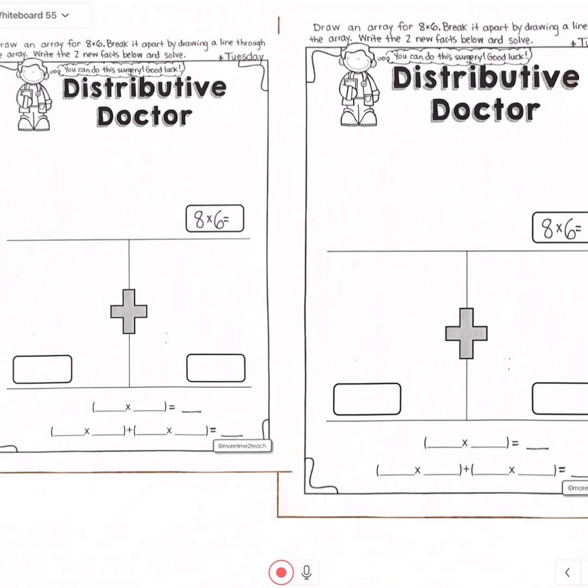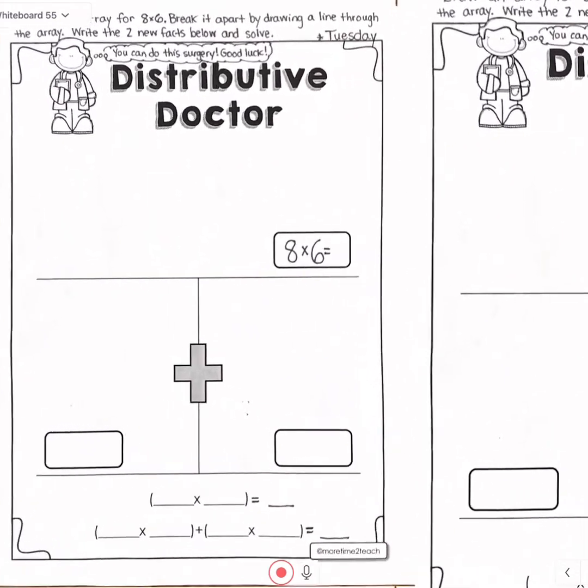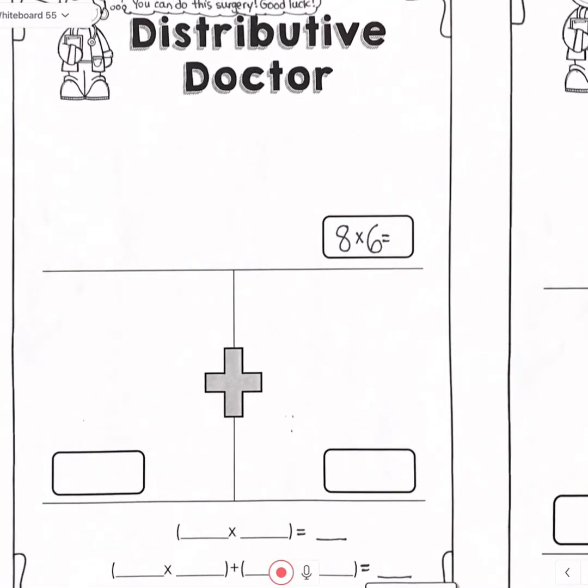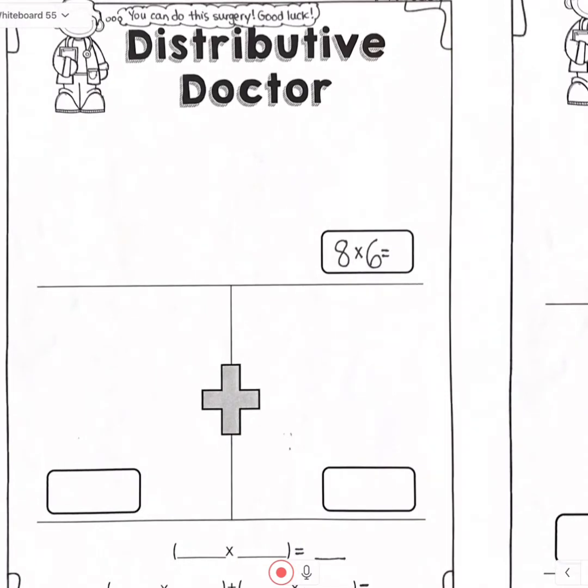So again, I would like you to break that 6 apart. I don't mind how you break it up. I think breaking it apart into a 5 and a 1, because 5 plus 1 equals 6, is probably the best way, but you can choose where you wish to break it apart. So now I'm going to show you an example.